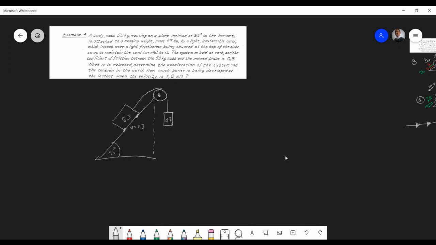When it's released, so this mass is being released, right? Determine the acceleration of the system and the tension in the chord. So we want to know that chord, which is joining the hanging mass and the body on the plane. What is the tension and acceleration of the system? And they're asking how much power is developed at the instant the velocity is 1.8 meters.